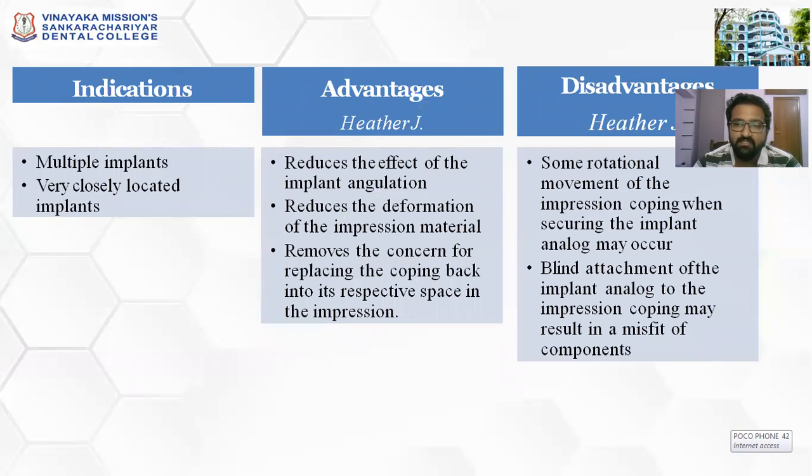So what are the indications? Indications are multiple implants. In case of multiple implants, you are going to use an open tray implant level impression. Also when the implants are very closely located. What are the advantages? It reduces the effect of the implant angulation, and it reduces the deformation of the impression material. It is one of the most accurate impression methods. What are the disadvantages? Some rotational movements of the impression coping can occur.